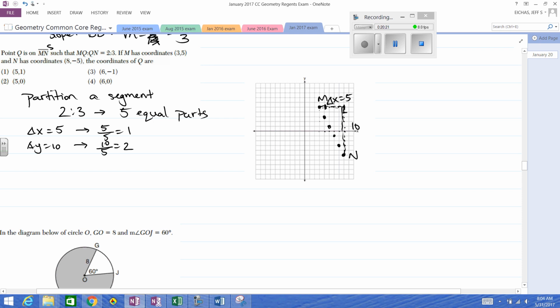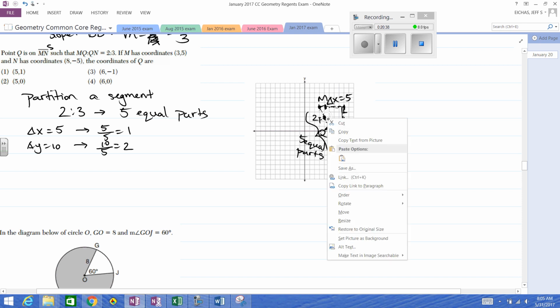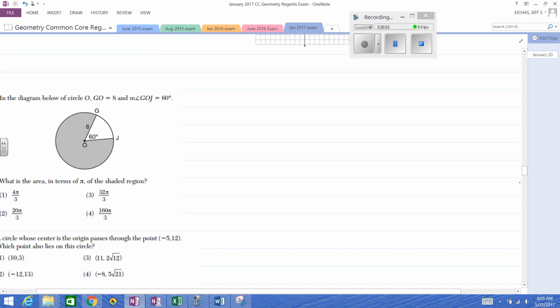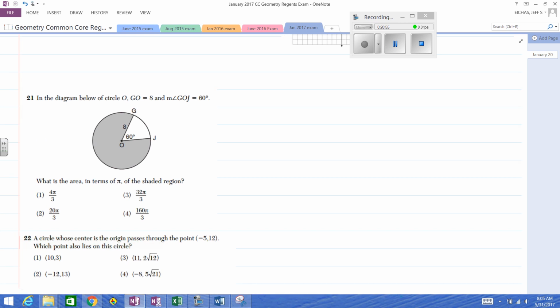If you look at this now, we have just split this into 5 equal parts. And we want M to Q to be 2 of those parts. So that must be where Q is. There's 2 parts, and then there's the 3 right there. So where is that location? 1, 2, 3, 4, 5, 1. Looks like 5, 1. Okay, all right. Let's get back over here.